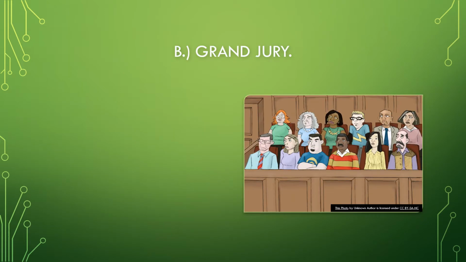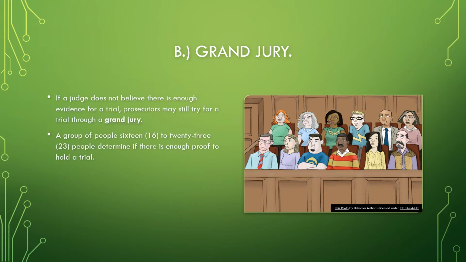All right, and our grand jury here. If a judge does not believe there is enough evidence for a trial, prosecutors may still try for a trial through what is known as a grand jury. This is a group of 16 to 23 people, a little bit of a typo there, but that's okay, who determine if there is enough proof to hold a trial. So a group of 16 to 23 people determine there's enough proof to hold a trial.